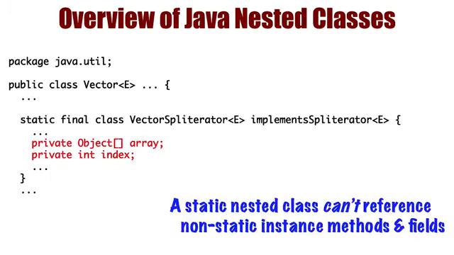A static class is a nested class that can't reference non-static instance methods and fields defined in the enclosing top-level class. For example, VectorSpliterator is a static nested class that doesn't access any fields or methods defined in Vector, but instead uses fields it defined privately to maintain its own state.